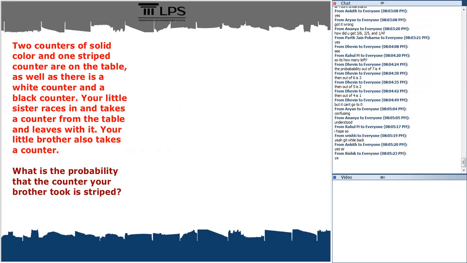Okay. So now the class should try this problem. 2 counters of solid color and 1 striped counter are on the table, as well as there is a white counter and a black counter. Your little sister races in and takes a counter from the table and leaves with it. Your little brother also takes a counter. What is the probability that the counter your brother took is striped?